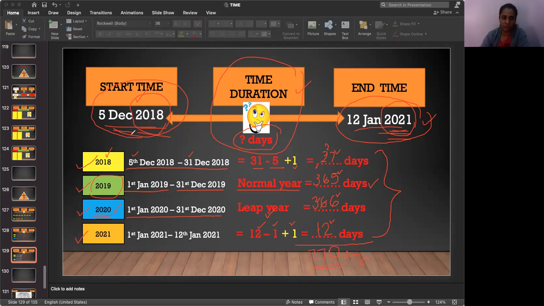Okay, now in real life, does this happen? Yes, why not? A construction company could take a couple of years to complete a housing project. So they could say, we'll start on 5th December and our expected time to complete this project would be 12th January 2021. So it does happen in real life and you must be able to calculate. We never know what kind of situation you're going to be facing, so be ready. And this is an example. Take note that sometimes certain years can be a leap year.